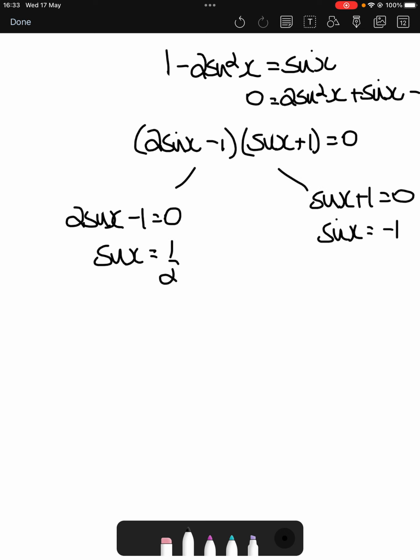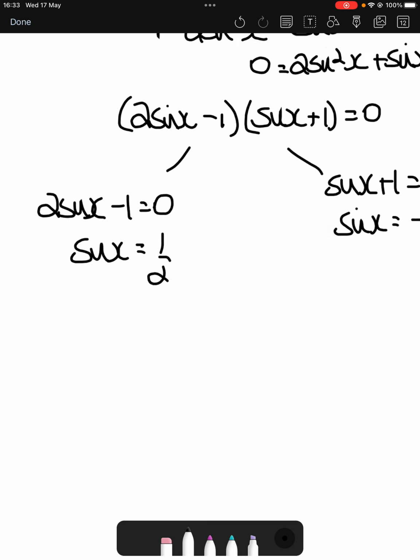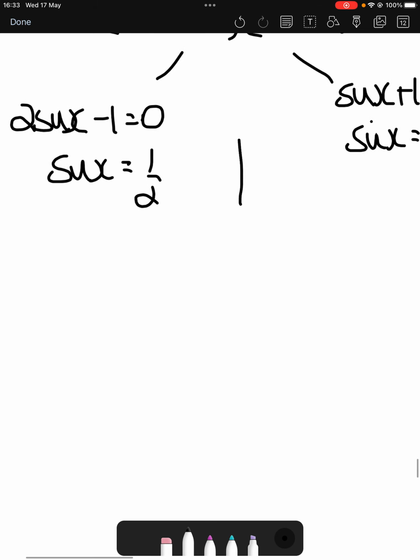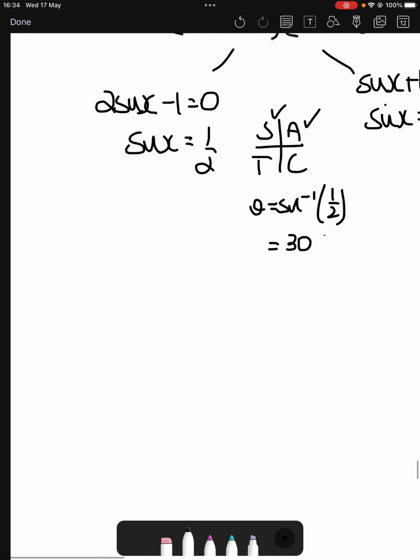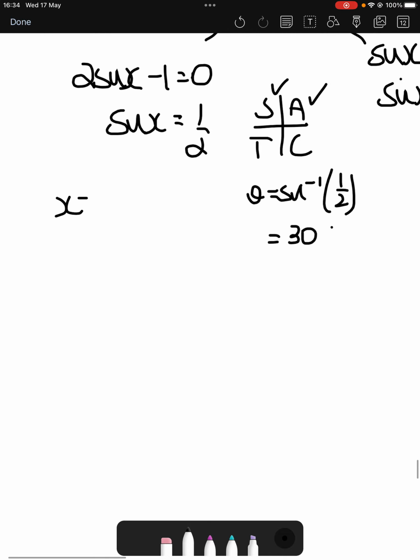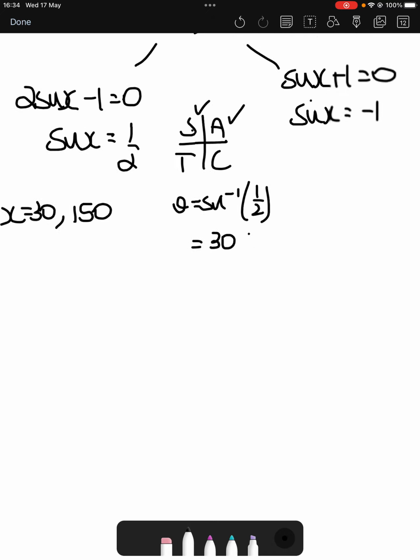Okay, this is non-calculator and it is in radians, right? So, fraction means SATC, positive sine there and there. So theta, sine to the minus 1 of a half, which we know is 30 degrees. We're going to go back to radians at the end, but so x is 30, sine quadrant 180 minus, so 150. I'll do the other one and I'll put them all back into radians.